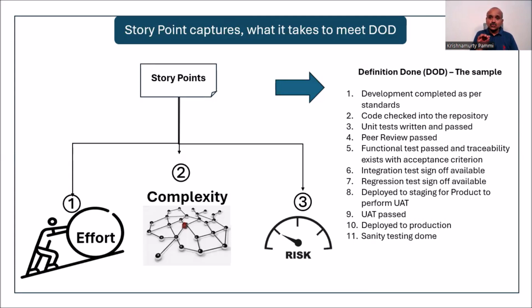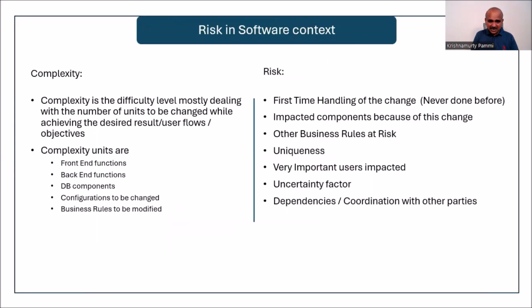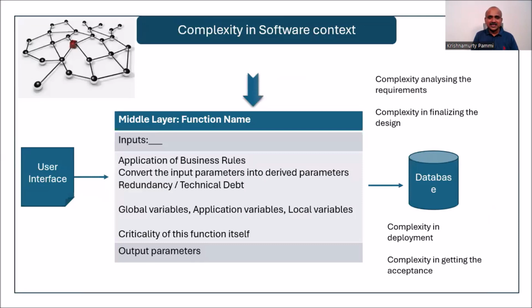Okay, we need to know what is definition of done, and every person should know definition of done. And if somebody says some user story is done, that means you should comply with definition of done. And now whatever effort, whatever complexity, whatever risk that is required to meet the definition of done, that is what qualifies for story point estimation. And in the process, your complexity, your risk, and your effort need to be taken care of.